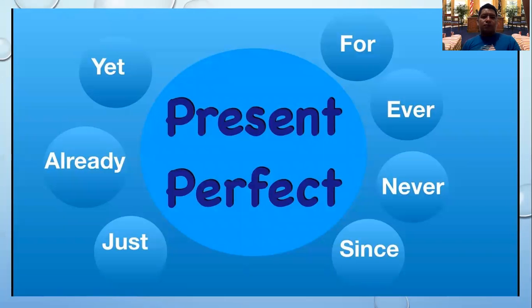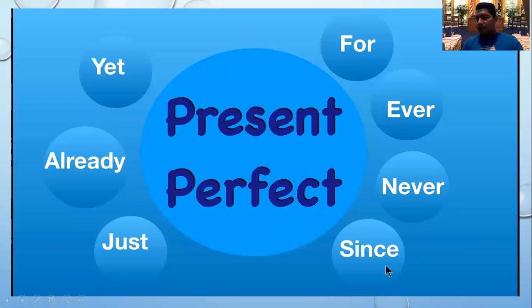In the present perfect, we have some words that we normally use. And we have for, ever, never, since, just, already, and yet. And let's go one by one. The first one, I will start with yet. And we use yet with negative sentences. I haven't finished yet. Now let's continue with for. I have lived in Guatemala for 2 years. Ever. Well, we use ever in questions. Have you ever tried sushi? Never. This is in affirmative or negative sentences. I have never gone to Paris.